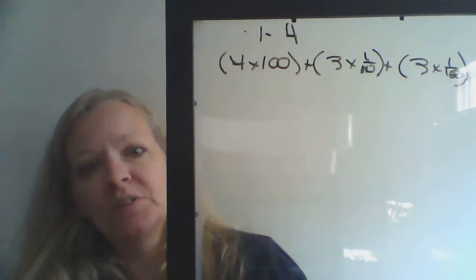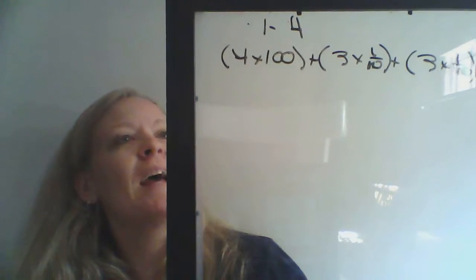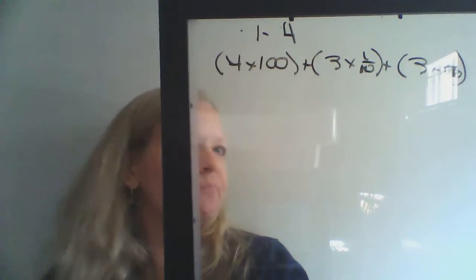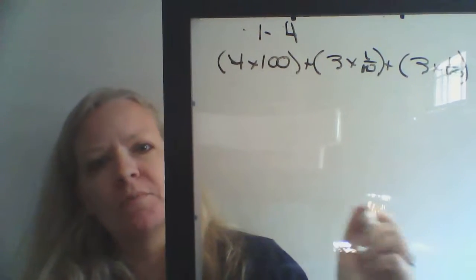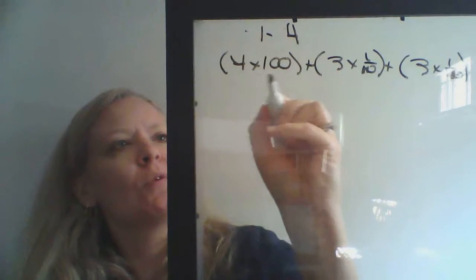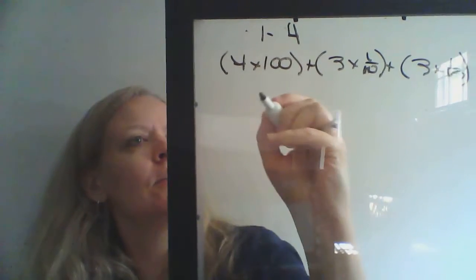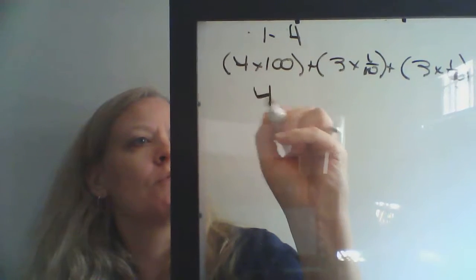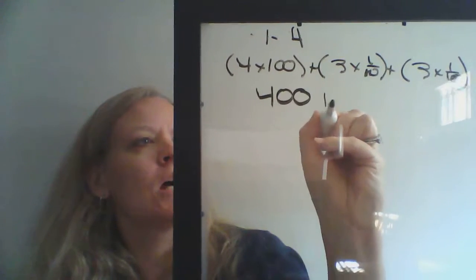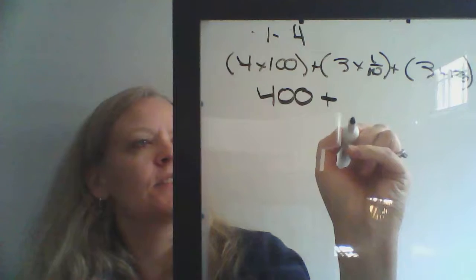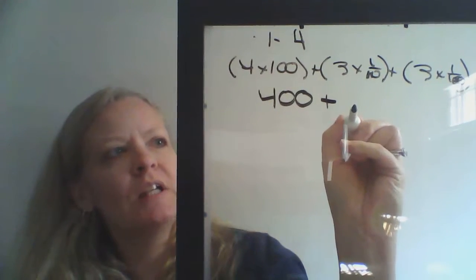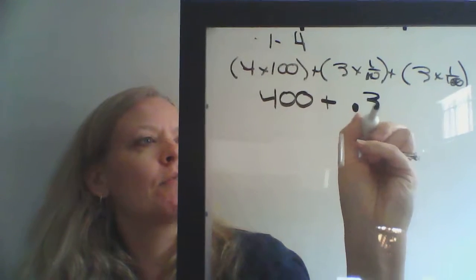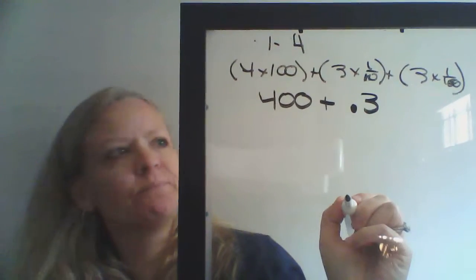So let's start by putting it together. Instead of decomposing the number, we are putting the number back together. And then we're going to look at different forms that are equivalent. So 4 times 100 is 400 plus, what's this? 3 times 1/10. 3 in the tenths place. So I need a decimal point, and I need a 3 in the tenths place.